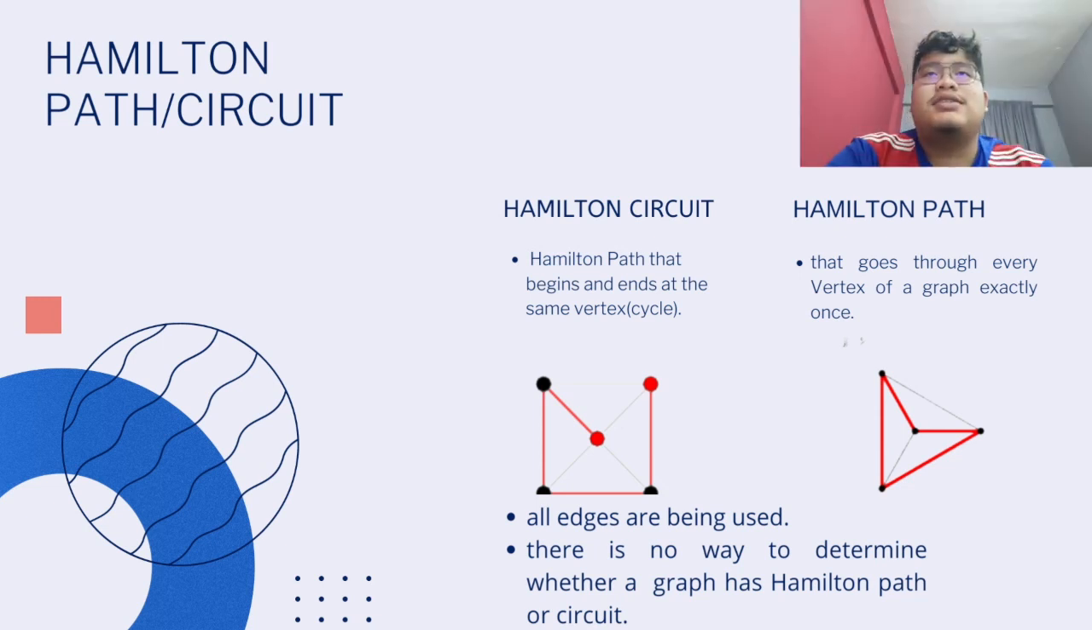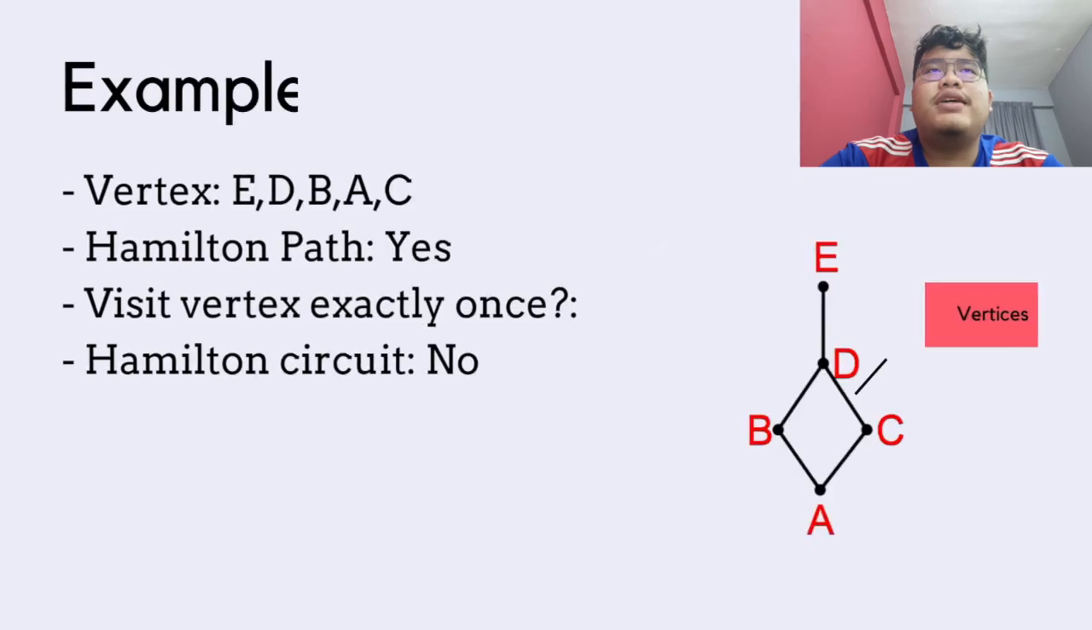Let's do some exercises. The vertices go from E to D to B to A and to C. From what we have learned, is this a Hamilton path? Yes, because it only goes through each vertex once. Is this a Hamilton circuit? No, because it doesn't end at the same vertex.